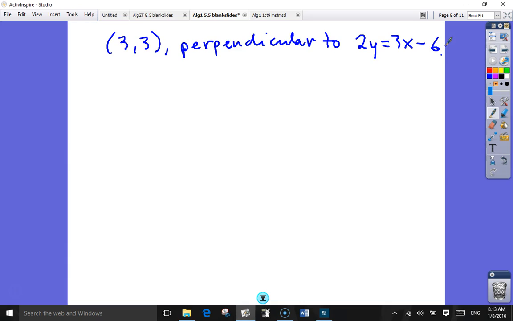What is the... Oh god, you're making me solve for y. Is the slope 3? No, because it's not solved for y. Solve for y first. Then the slope will be whatever's in front of the x, the coefficient.